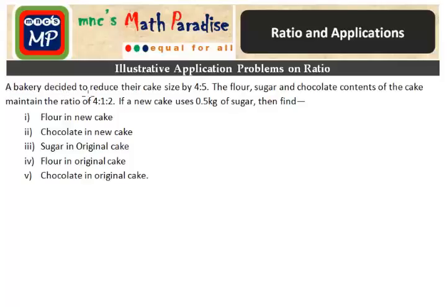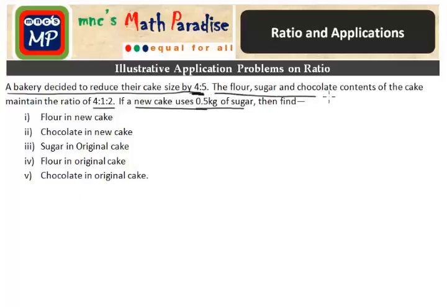A bakery decided to reduce their cake size by 4:5. So this part of the problem is about increasing or decreasing a quantity. Then the flour, sugar and chocolate content of the cake maintain the ratio 4:1:2. If a new cake uses 0.5 of the sugar, then find lots of things. So actually there are two problems here.